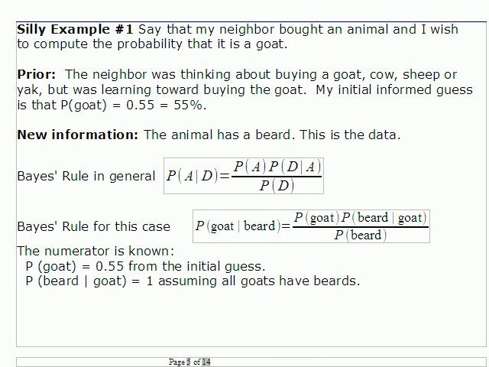Okay, so say the neighbor was thinking about buying a goat, a cow, a sheep, or a yak, but was sort of leaning towards buying the goat. So I have to form a prior. In this case, there's no formula to use, so I'm just going to give an informed guess. I'll say the probability of the goat is 55%. So that's just my prior.